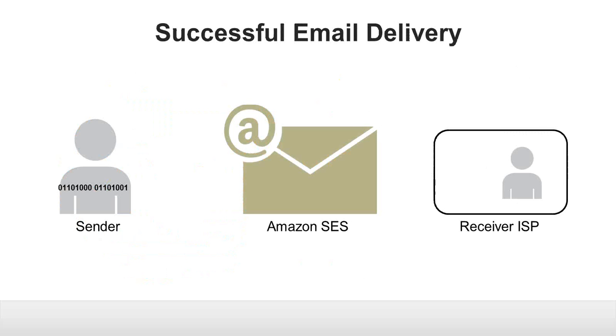So let's take a look at how SES works. A client application acting as an email sender makes a request to Amazon SES to send email to one or more recipients. If the request is valid, Amazon SES composes an email message based on the request parameters and then queues it for delivery. The message is routed over the internet to the recipient's internet service provider, which then delivers the message to the recipient's inbox.